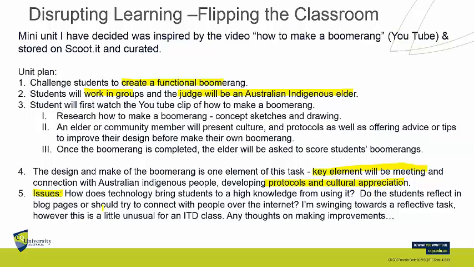Should the students reflect on blog pages or should they try to connect with people over the internet? Okay, an element of risk there, isn't there, connecting with people over the internet? I tend to think a managed and secure blog is the way to go, a wiki or a Weebly, and I think John will probably get feedback along those lines from his learning network. I'm swinging towards a reflective task, he says. However, this is a little bit unusual for an ITD class, given. I agree with you, John. Absolutely, it is unusual, and that's going to require a fair bit of co-constructivist work with you.